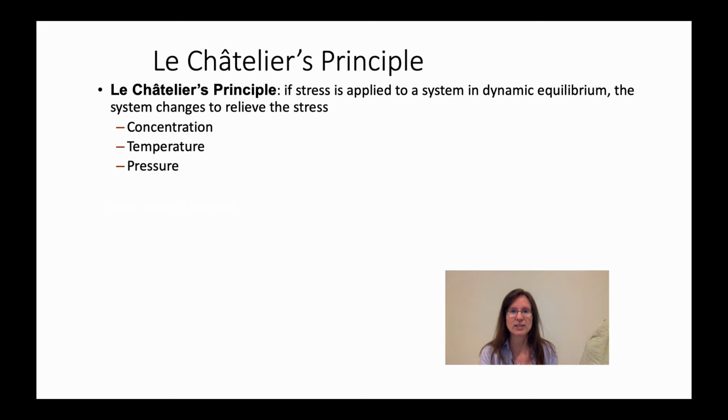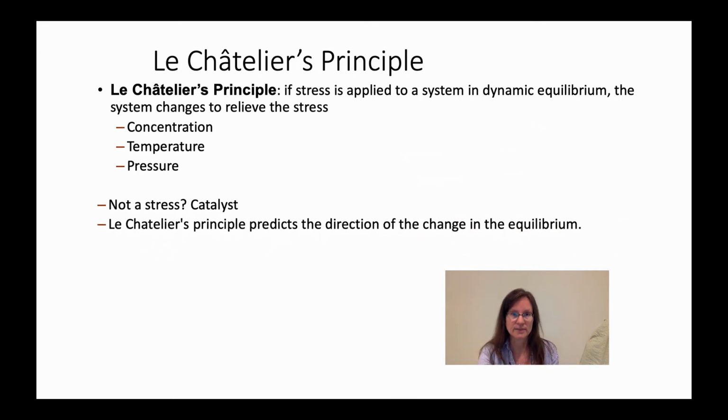Potential stresses on equilibriums are changes in concentration, which we saw on the last slide, change in temperature, or change in pressure. Something that's not a stress on equilibrium is a catalyst. If you remember, the addition of a catalyst will speed up the rate in both directions. Since I've not adjusted the equilibrium balance of the reactants and products, it's not a stress that will increase the rate in either direction.